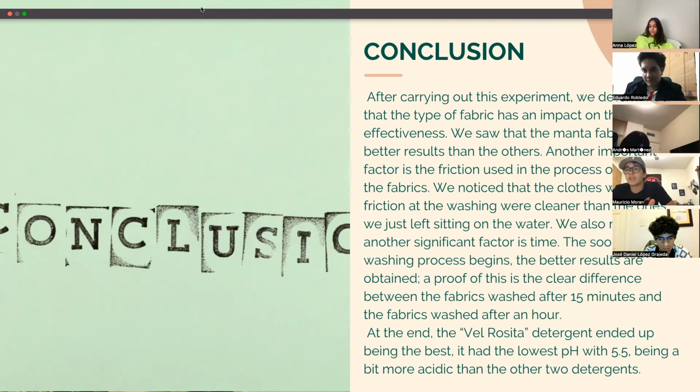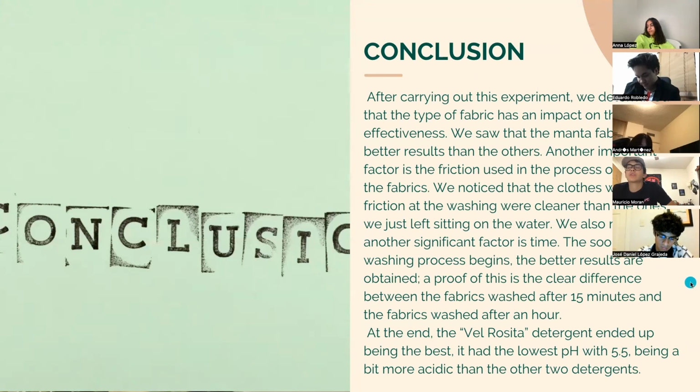A proof of this is a clear difference between the fabric washed after 15 minutes and the fabric washed after an hour. At the end, Bel Rosita detergent ended up being the best. It had the lowest pH with 5.5 of pH, being a bit more acidic than the other two detergents.